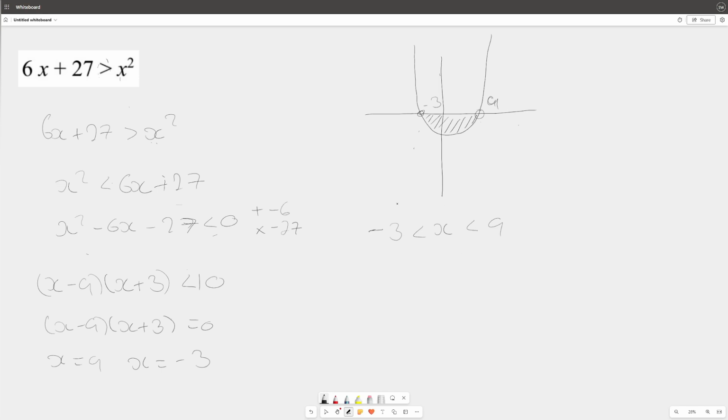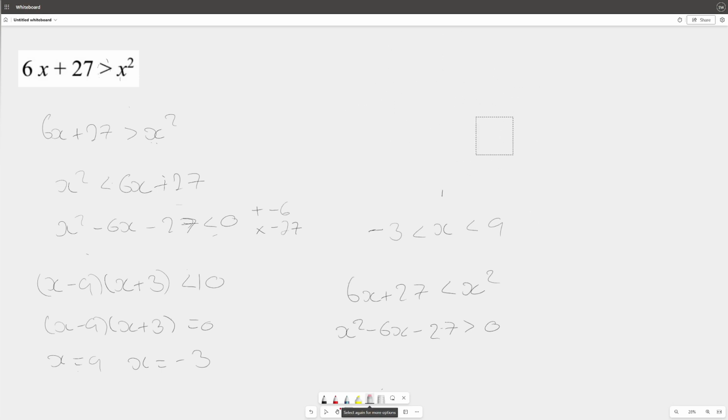And it is important to note that if this question was changed the other way around, so if I was given the question 6x plus 27 is less than x squared, my final inequality would be x squared minus 6x minus 27 is greater than 0. Sorry, that says 77, not 27. And so this factorizes in much the same way. We're going to get x equals 9 and x equals minus 3. But what is the answer going to be this time?